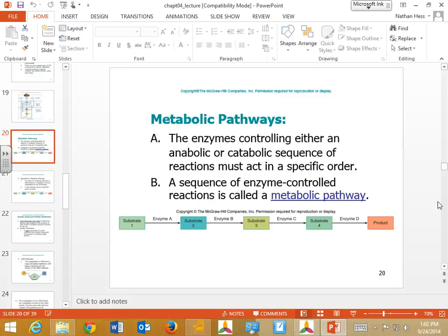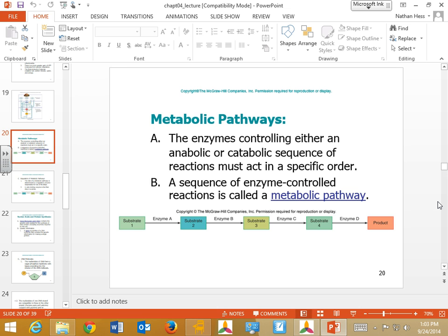Welcome, 7th period. We're talking about page 82 in your textbook, metabolic pathways. We talked about enzymes. Enzymes are controlling these reactions. A metabolic pathway is basically a sequence where this enzyme creates this product. This next enzyme takes that product and changes it to make something else, and it continues on down the pathway. Are you with me?